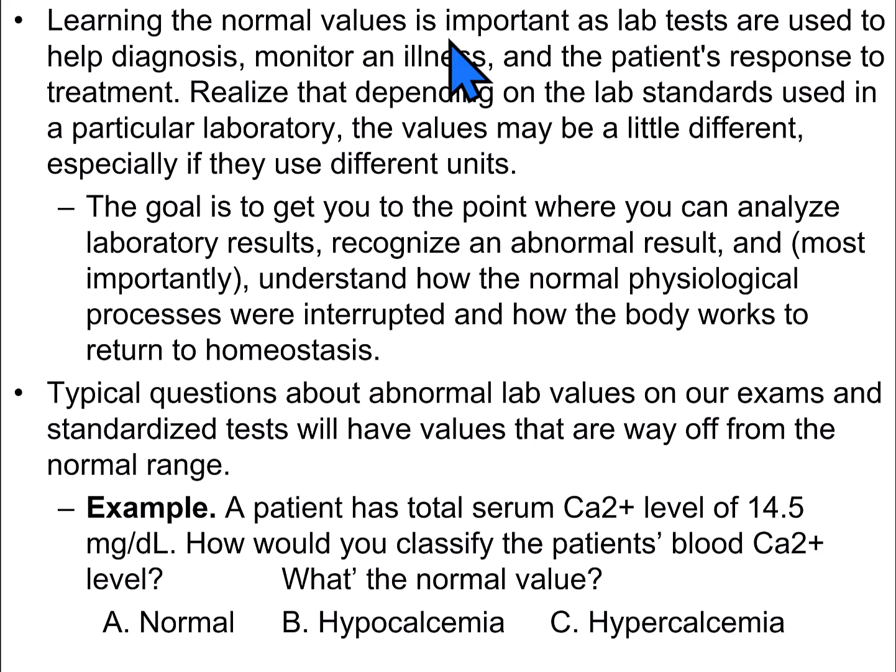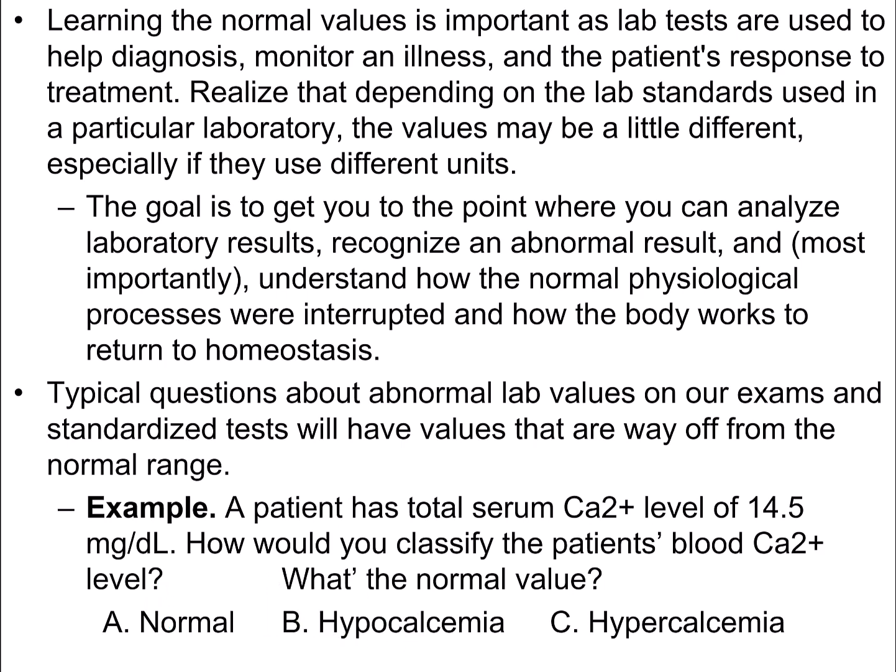Typical questions about abnormal lab values on our tests, as well as standardized tests, will have values that are way off from the normal range. So for example, a patient has a total serum calcium level of 14.5 milligrams per deciliter. How would you classify the patient's blood calcium level?